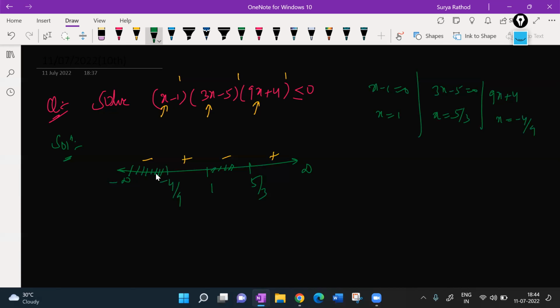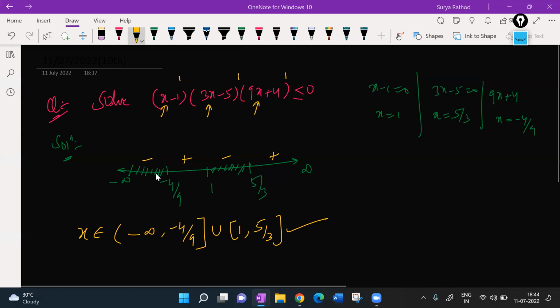So now look at this, minus infinite. X belongs to what now? X belongs to minus infinite to minus 4 by 9. Minus 4 by 9 I can include, close bracket. Union, I can also include 1 to 5 by 3. How many of you give this answer? This is correct. Sir, I gave the answer, but open bracket.